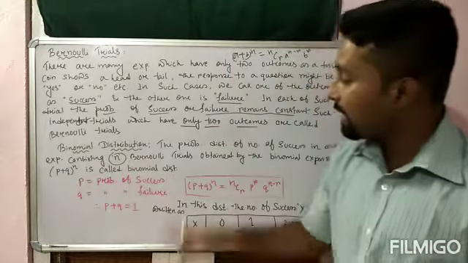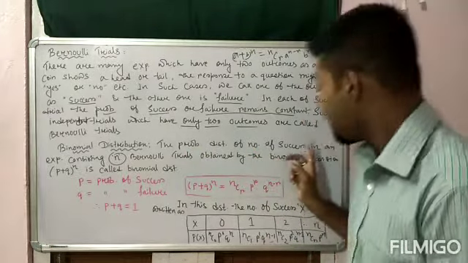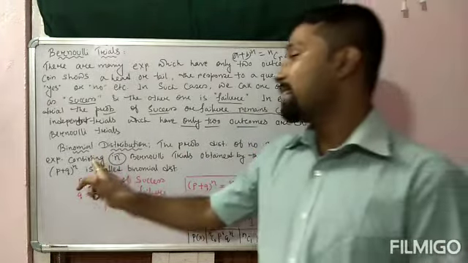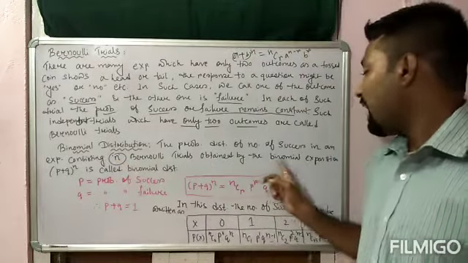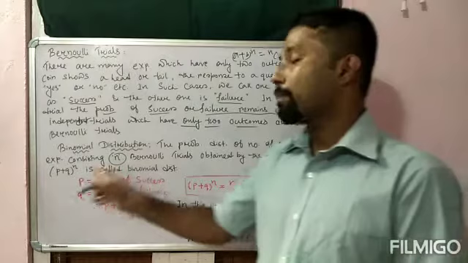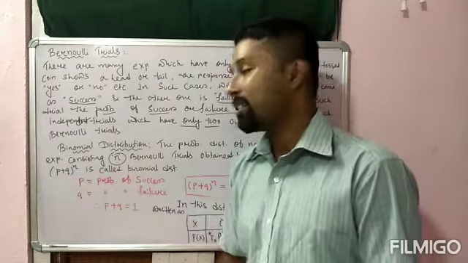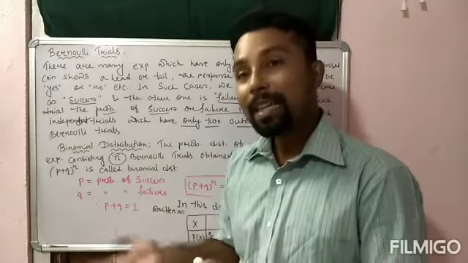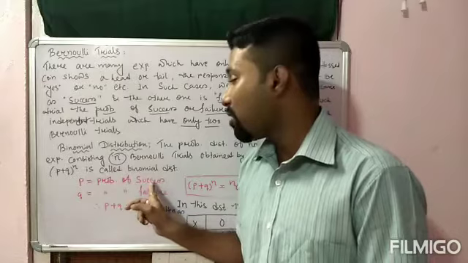Once again I am repeating, the probability distribution of the number of successes in an experiment consisting of n Bernoulli trials, obtained by the binomial expansion (p plus q) whole to the power n, is called binomial distribution. Now what are p and q? Where p represents the probability of success.